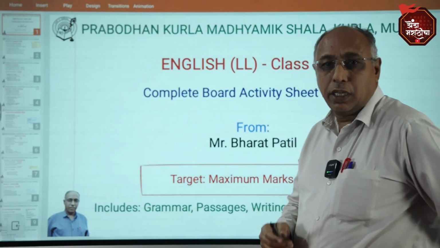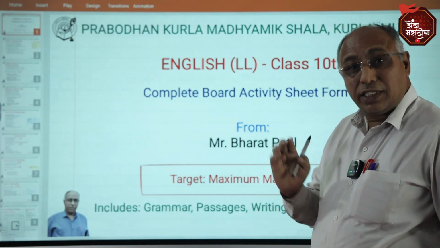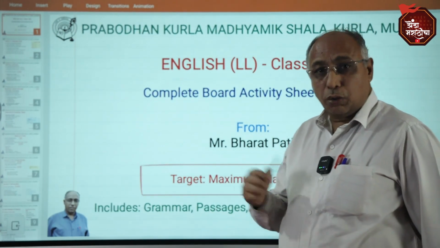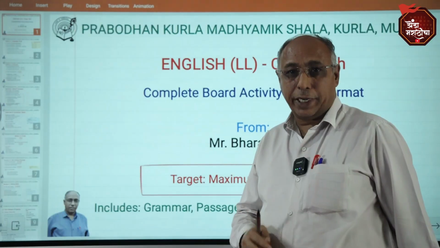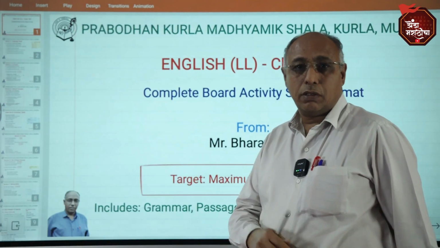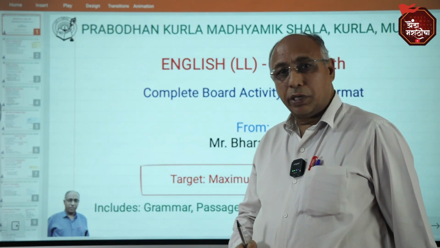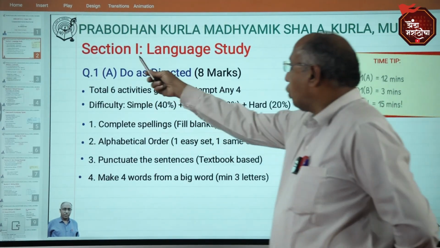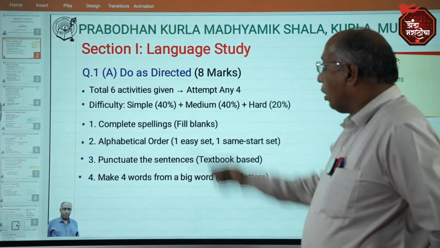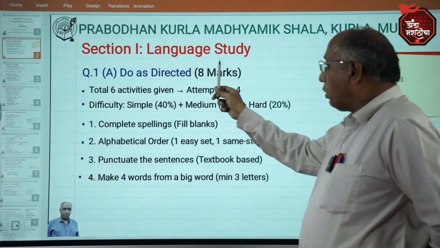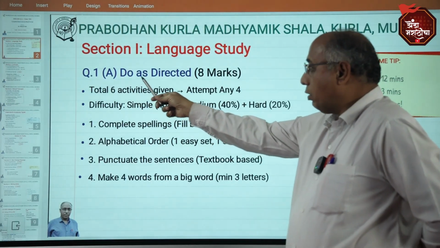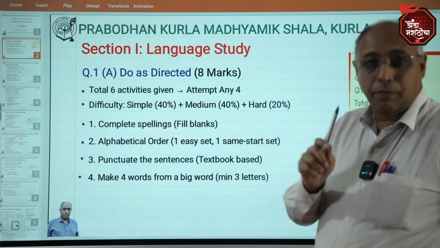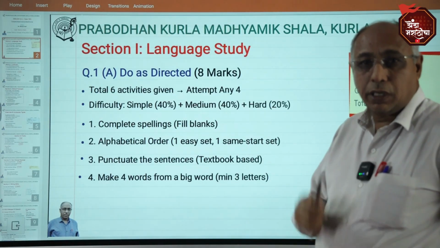The whole activity sheet is divided in 6 sections and 7 questions. How that is divided and how much weightage every question carries, let us see. This is section 1, language study. This section consists of question number 1, and that is divided in 2 parts, question number 1A and question number 1B. The whole question carries 10 marks.